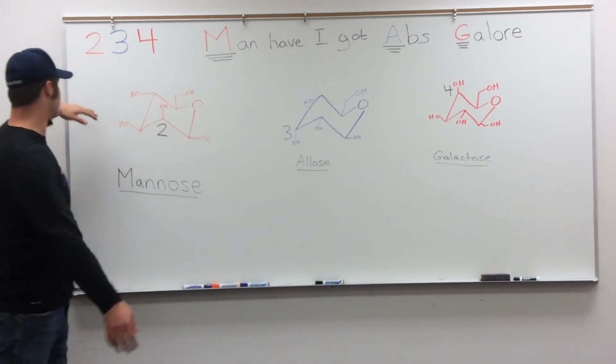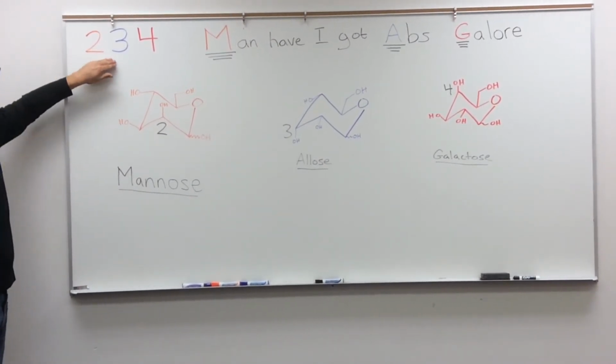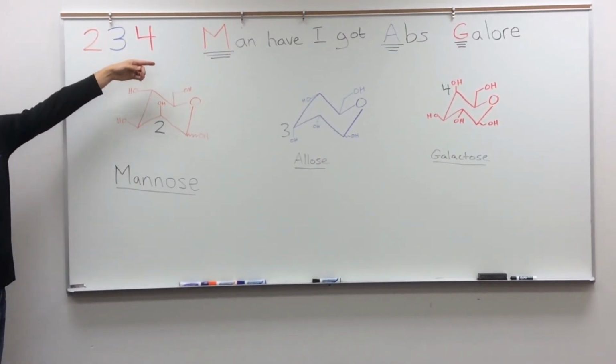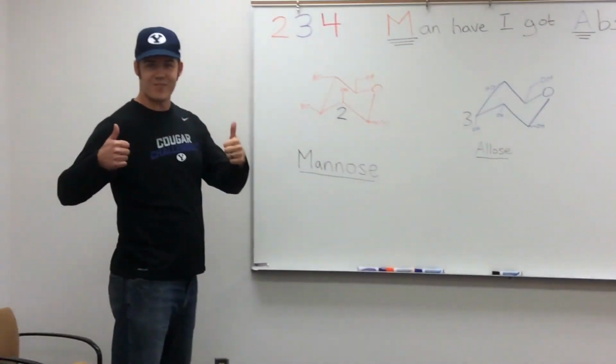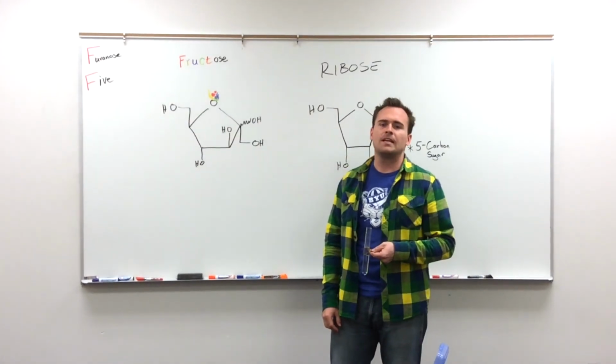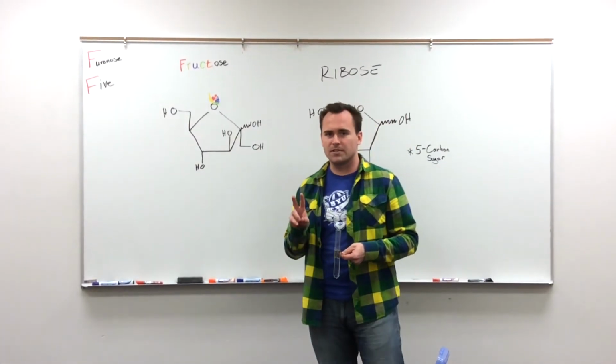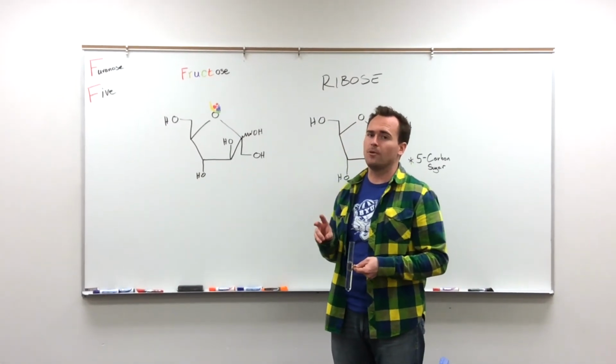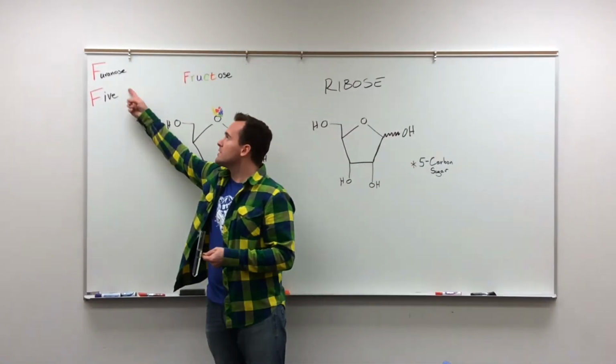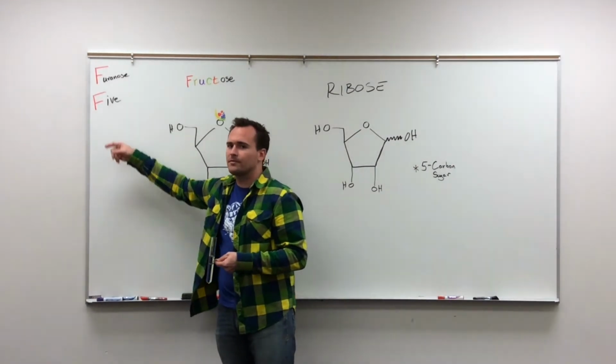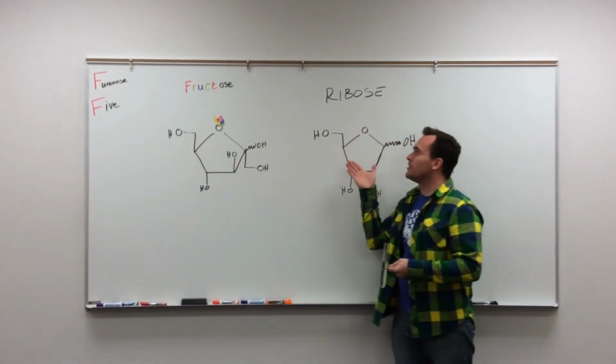Once again, let's go over this mnemonic. 2, 3, 4, man, have I got abs galore. Remember it. Now we're going to talk about 2 sugars that typically appear in their furanose form. Remember that furanose is a 5-membered ring. We have fructose and ribose.